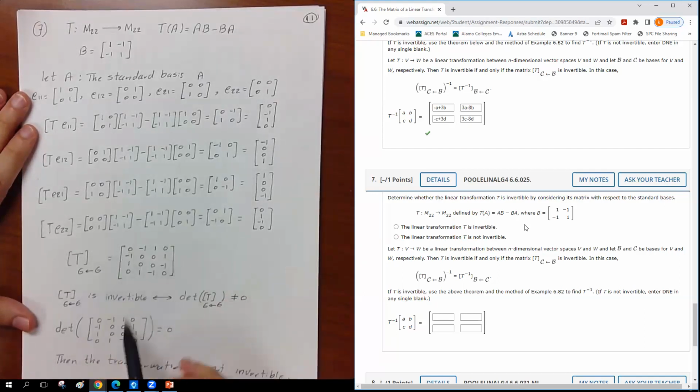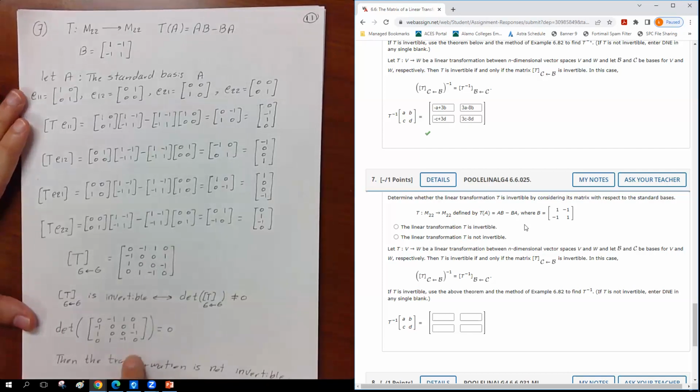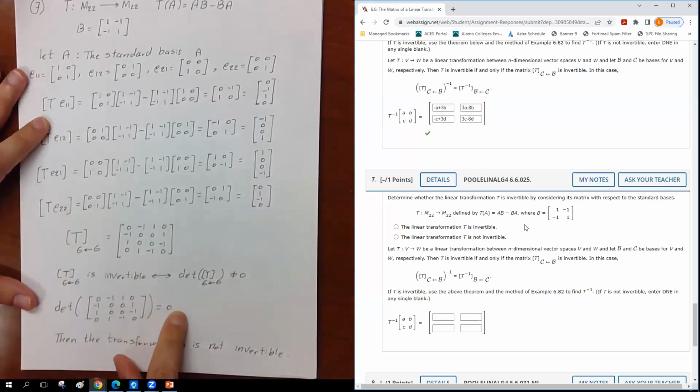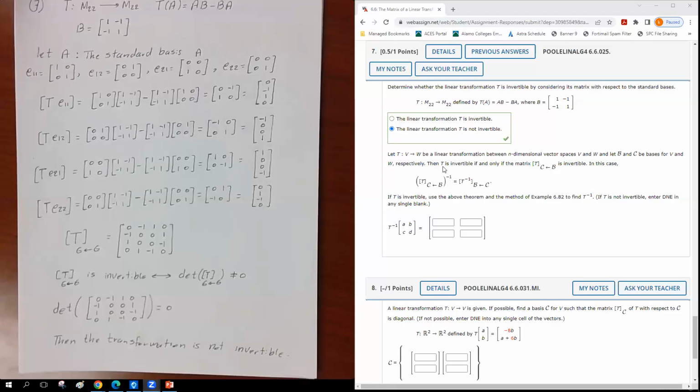Now, this matrix is invertible if the determinant is not equal to 0. If you find the determinant for this matrix is equal to 0, that means the transformation is not invertible. I'm now going to move to the next step, which is to choose this one. So we got it right. That means we can't prove the theorem because the linear transformation is not invertible.